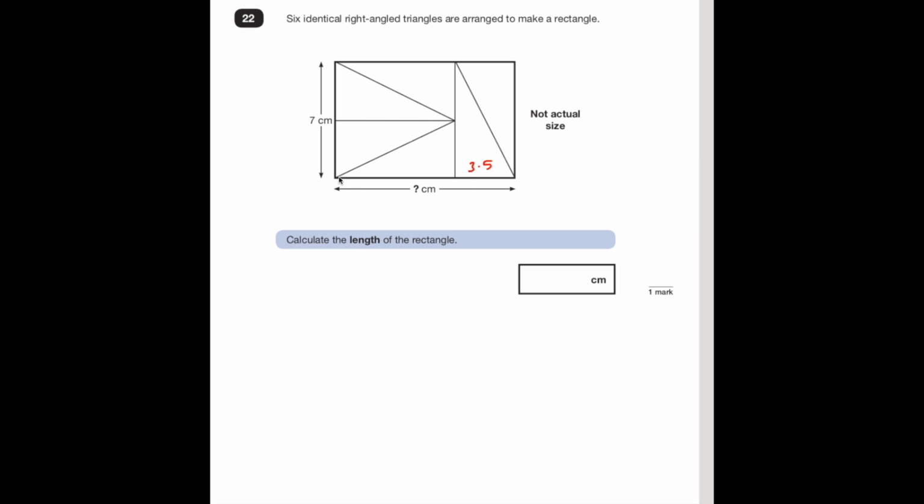And we also know the width of this one because this length is exactly the same as this length, which we've been told is 7. So if this is 7, this must also be 7. So our entire length of the rectangle is 7 plus 3.5, which is 10.5.